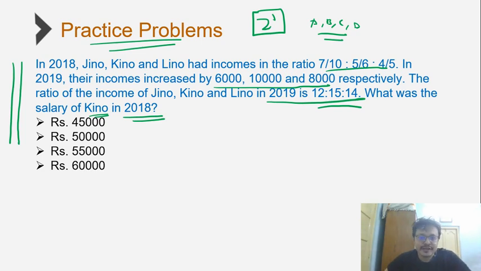Now remember, you need to find out the salary of Kino, that is the middle person, in 2018. We have the ratios for 2018 as follows: 7 is to 10, 7 by 10 is to 5 by 6 is to 4 by 5. We have the 2019 ratios as 12 is to 15 is to 14. And the amounts increased by 6,000, 10,000 and 8,000.